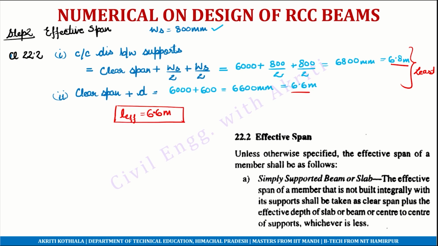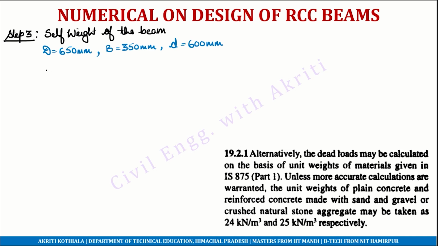Now moving on to the next step, that is the self-weight of the beam, which can be calculated simply by using the formula: overall depth D into overall breadth B into unit length, that is 1 meter, and the unit weight of RCC. The unit weight of RCC can be taken from clause 19.2.1, which says that for reinforced cement concrete, the unit weight will be equal to 25 kilonewton per meter cube. We have to keep in mind that the length we have assumed is in meters, so we'll have to use all the other values in the same units.